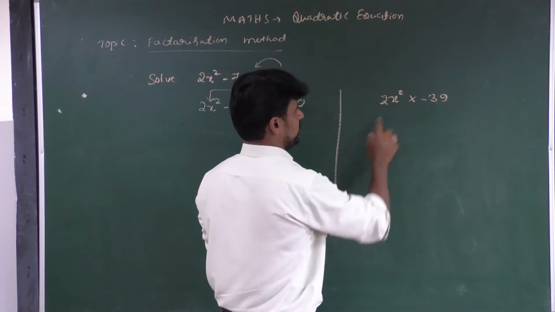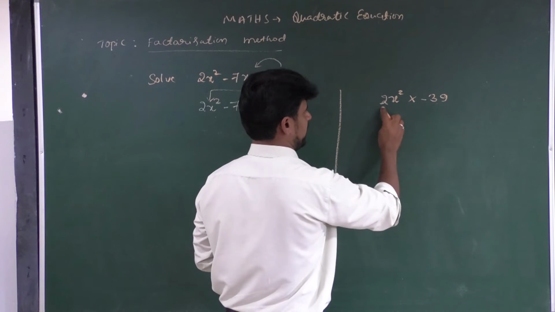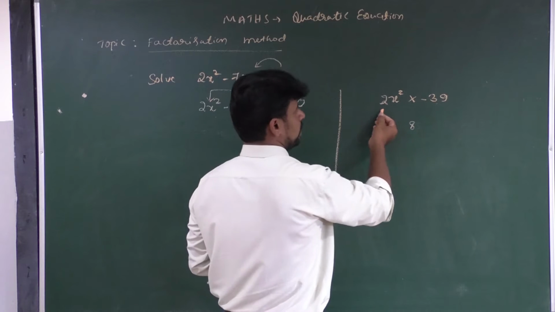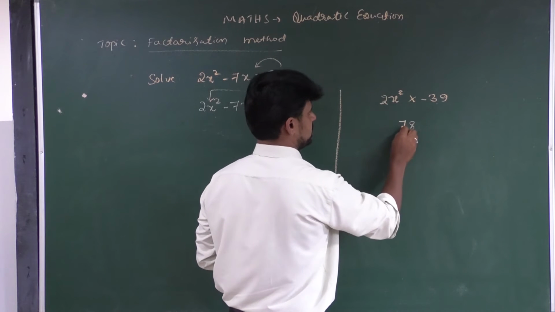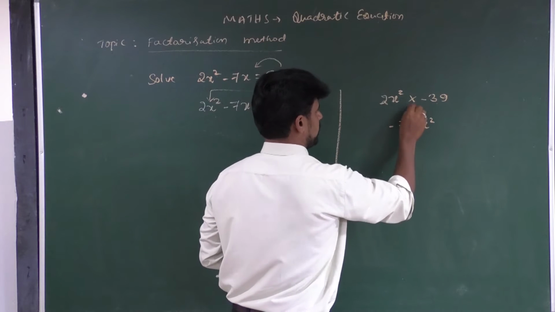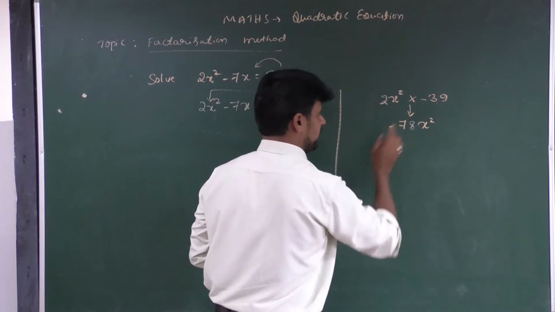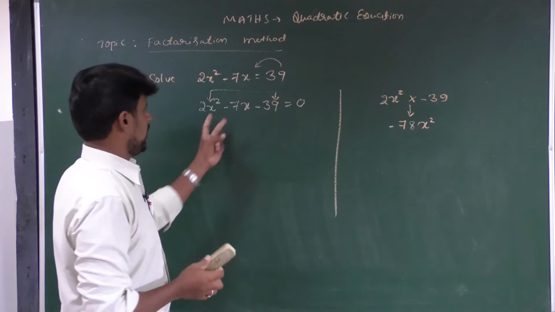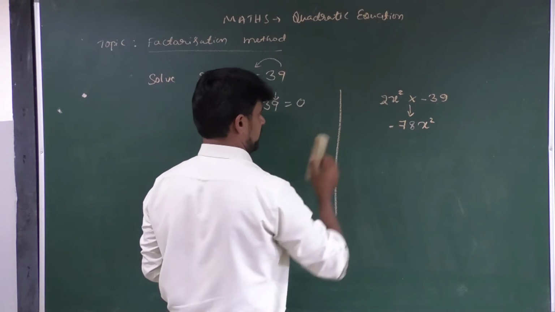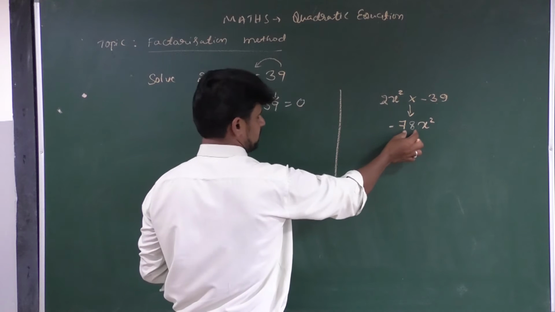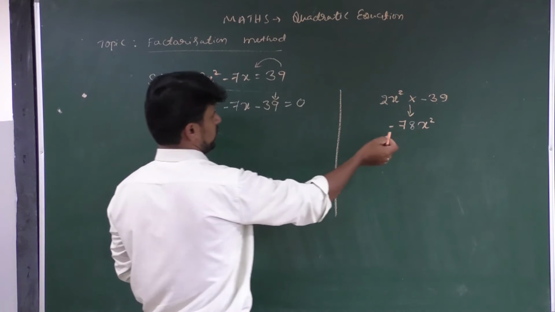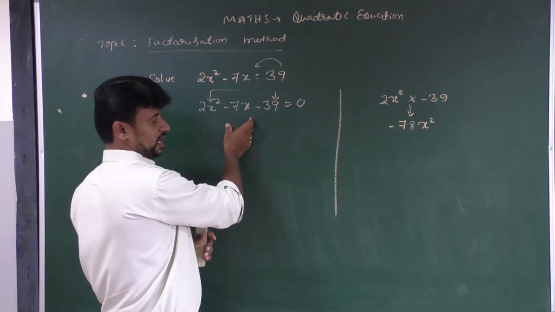See this side, all of you. First you have to multiply these two. If you multiply these two, you will get 9 twos are 18, carry 1, 3 twos are 6, 6 plus 1 is 7, so 78x square. If you multiply these two, you will get minus 78x square. Here we have minus 7x, here we have minus 78x square. You have to split this number by using a table and substitute the values in the place of 7x.